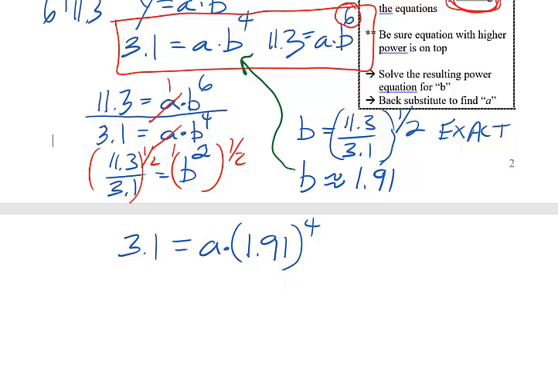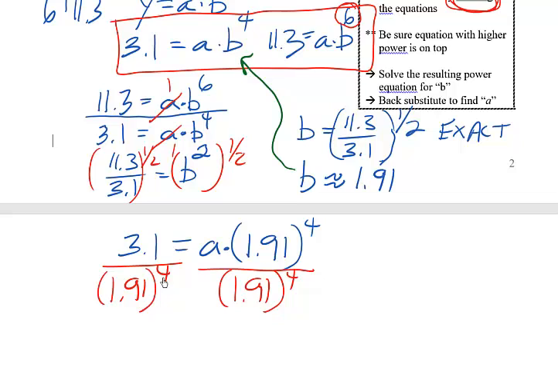How would you get a by itself? Well, currently it's being multiplied by this big mess of a number. All you got to do is divide both sides by that number, by 1.91 to the 4th. Now the a is by itself. Here would be my exact value of a.